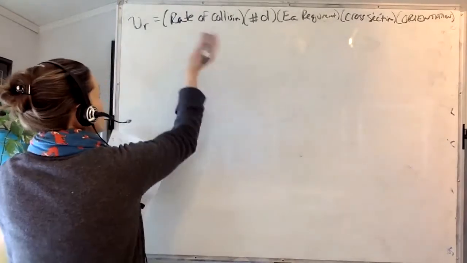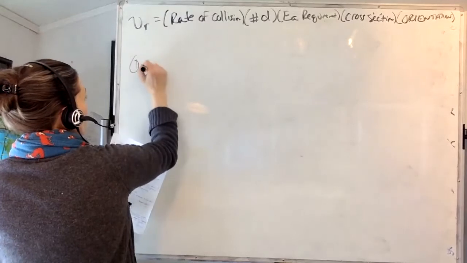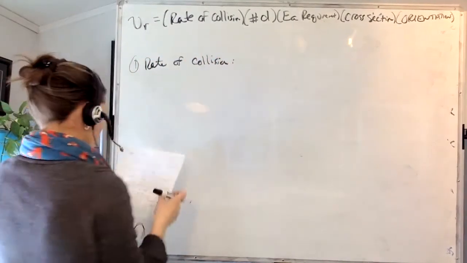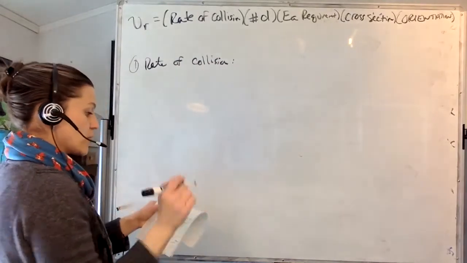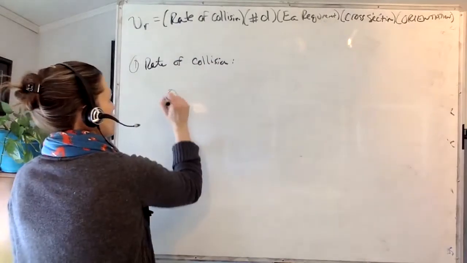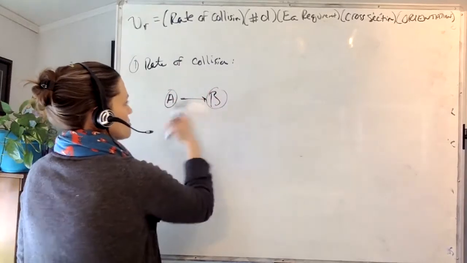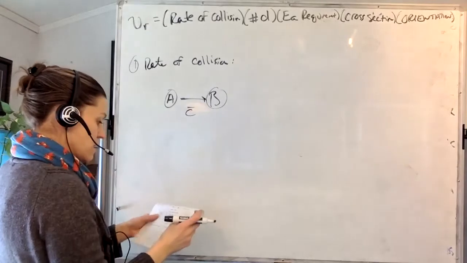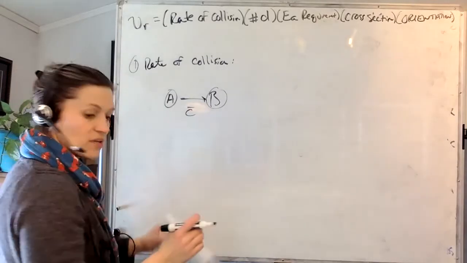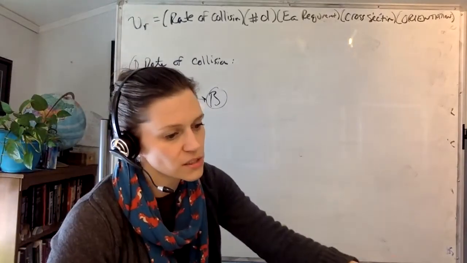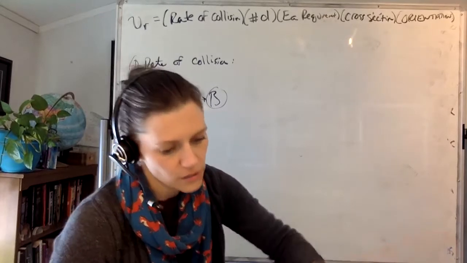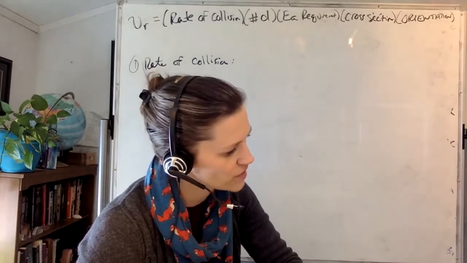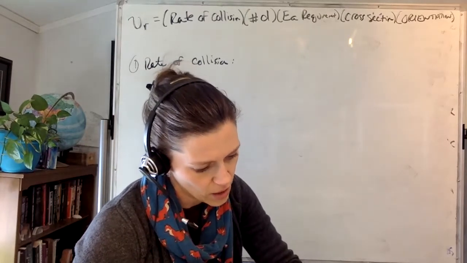Okay, so the first one, number one, the rate of collision. The rate of collision is related to the speed at which A approaches B. So there's A, it's going to smash into B. This speed, I'm going to use C because I believe that is what Atkins uses. If not, he's wrong. I think I'm 99% certain he uses C.